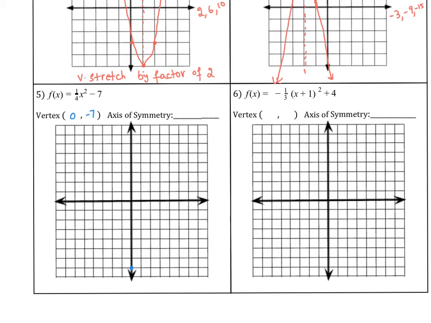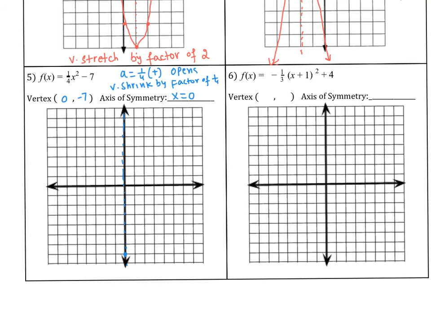Now a equals 1 over 4, that is positive, and it's going to open up. And now a equals 1 over 4, so it's going to be a vertical shrink by a factor of 1 over 4. And the axis of symmetry is going to be x equals the y coordinate, which is 0. And this line, that is the y-axis, is the axis of symmetry line. So for number 5, we are going to find other 2 points to make a graph.